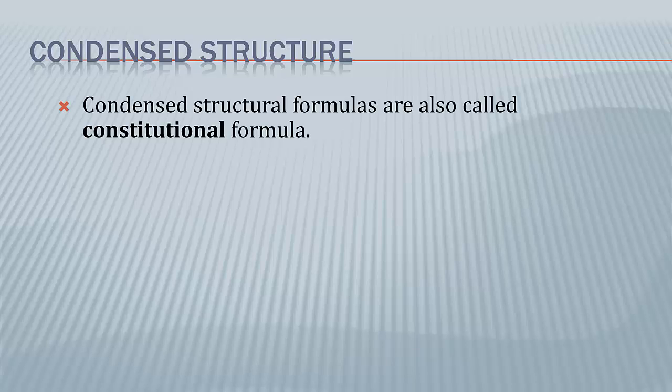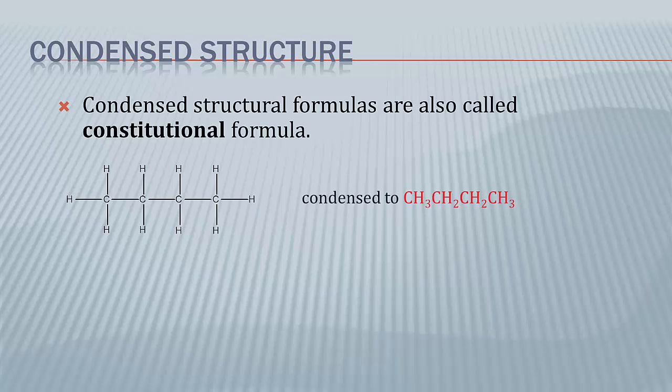There's another type of structural formula called a condensed structural formula. They're often called constitutional formulas, so you need to be familiar with this term. A condensed structural formula is like a shortcut, which is much more convenient when you're working on a computer. So we'll start by looking at butane with its 4 carbons and 10 hydrogens in this full structure. If we were to condense this, we'd write a formula like this: CH3, CH2, CH2, CH3.